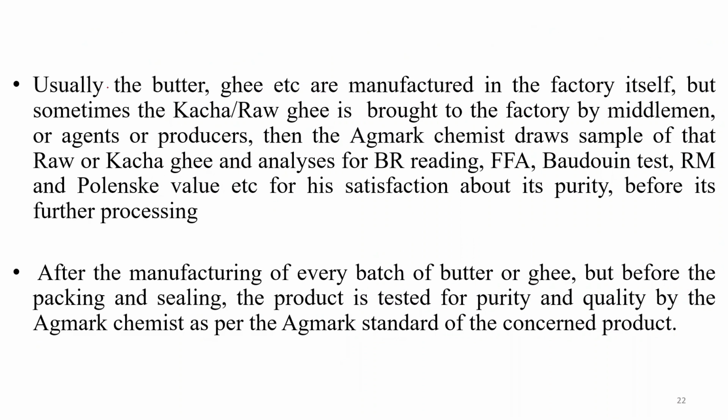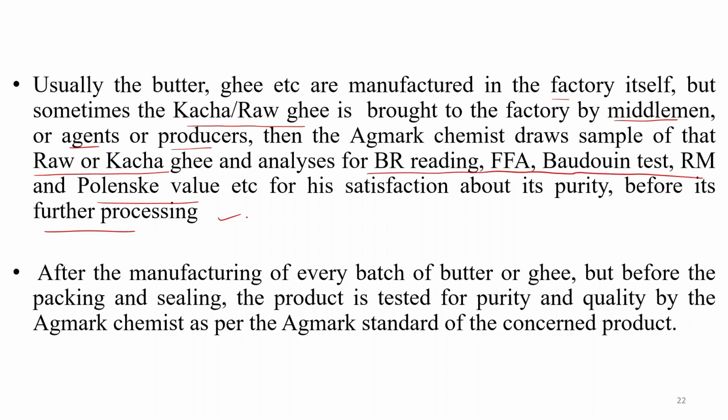Now usually the butter and ghee are manufactured in the factory itself, but it may happen that kacha raw ghee is brought to the factory by middlemen or agents or producers. Then the AGMARK chemist draws a sample of that raw or kacha ghee and analyzes it for BR reading, free fatty acid, Bowden test, RM value, and all the parameters given under the AGMARK standards for ghee, for satisfaction about its purity before its further processing, and then if the criteria are met, only then it will be further processed.